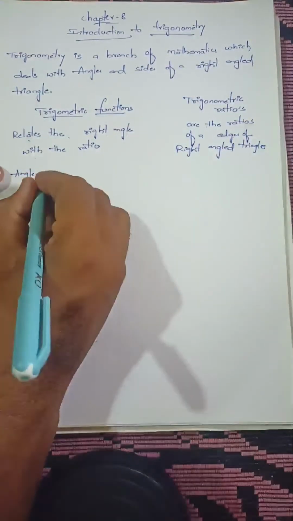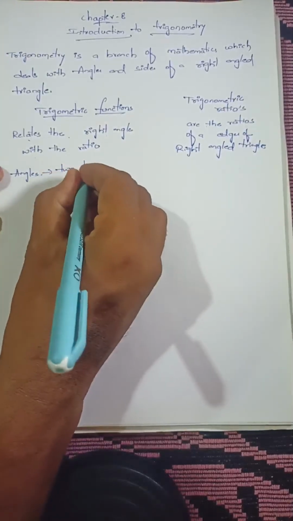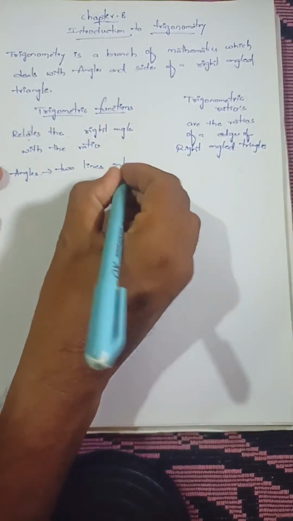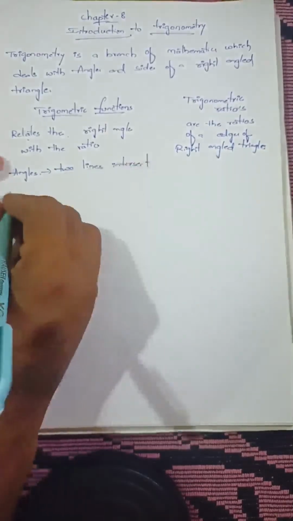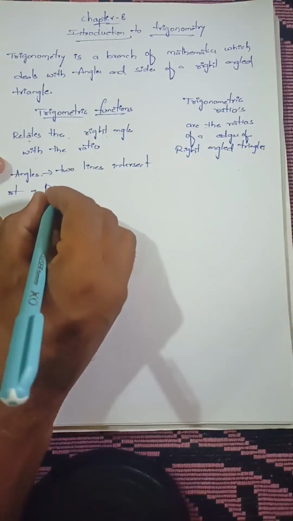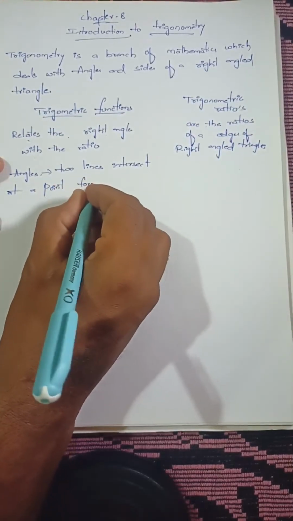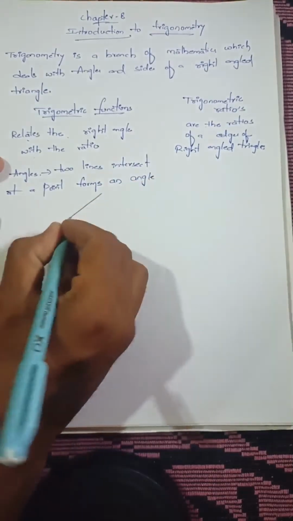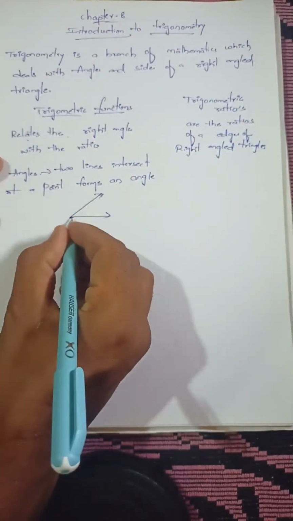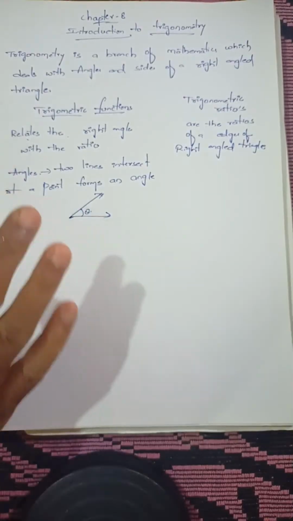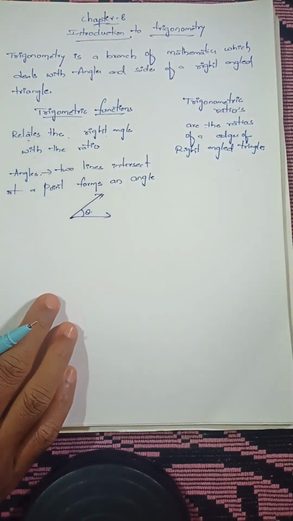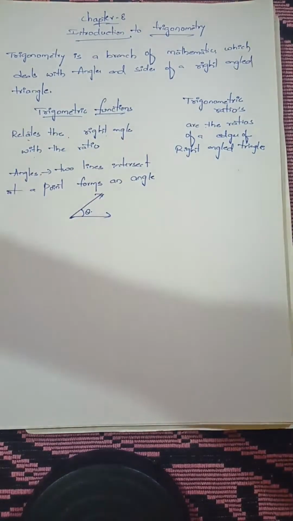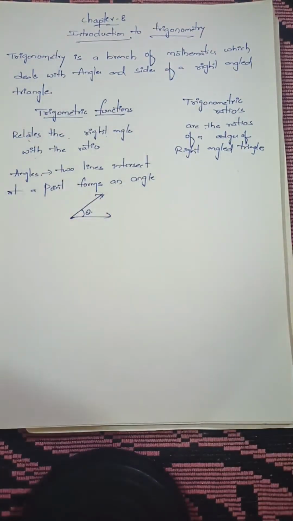We know an angle is nothing but when two lines intersect at a point, it forms an angle. So when the two lines are intersecting at a point which forms an angle, we generally indicate the angle as theta. Now we are going for the right angle triangle.